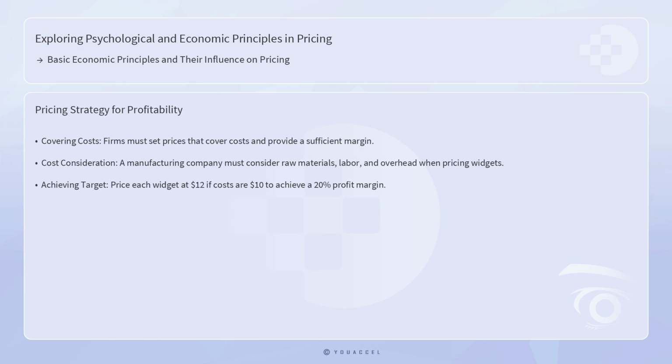To ensure profitability, firms must set prices that cover these costs and provide a sufficient margin. For instance, a manufacturing company producing widgets must consider the cost of raw materials, labor, and overhead when determining the price of each widget. If the total cost per widget is $10 and the company aims for a 20% profit margin, it must price each widget at $12 to achieve its target profitability. This cost-plus pricing strategy ensures that all costs are covered while generating a desired profit margin.